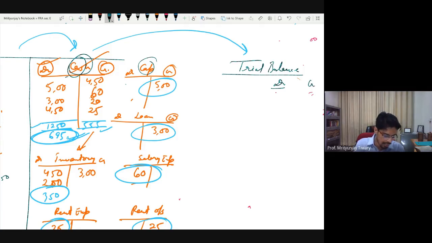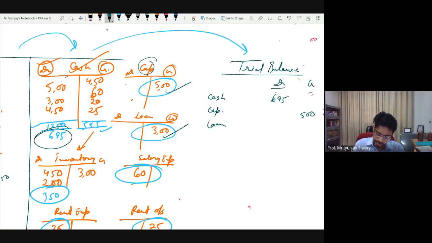So first one says cash. Cash T account had a balance of 695. You see here, 695. So I will write cash in the debit column 695. Next one is capital with a credit balance of 500. So I will write capital in the credit column 500. Next one is loan with the credit 300. So I will say loan in the credit side 300. Next one is inventory 350 debit. So I will write inventory 350.